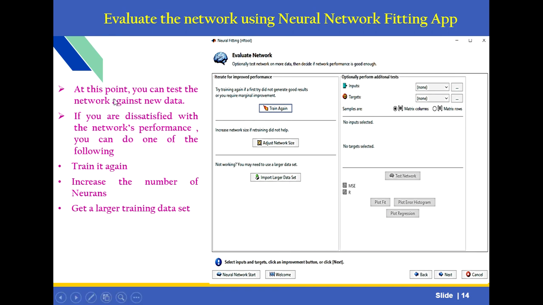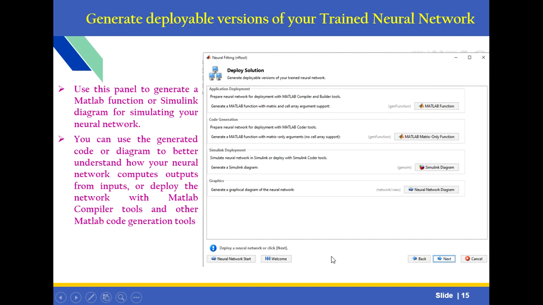At this point you can test the neural network against new data. New data means you give additional data. If you are dissatisfied with the network performance, you can do one of the following: retrain it again, increase the number of neurons, and get a larger training data set. Then generate a deployable version of your trained neural network. Here also use this panel to generate a MATLAB function or Simulink diagram for simulating your neural network.